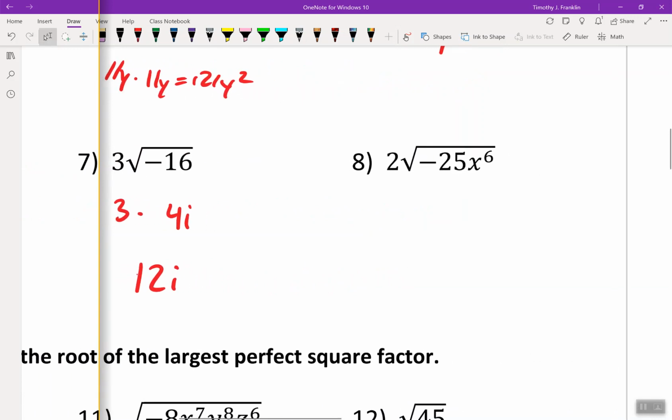Number 8. 2 square root of -25x to the 6th. All right, so same idea as number 7. We take the square root of 25, which is 5. x to the 6th is x to the 3rd. The negative gives us an i. And this is all being multiplied by that 2. So it's just 10x to the 3rd i.